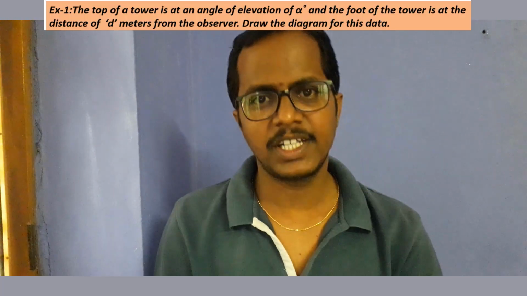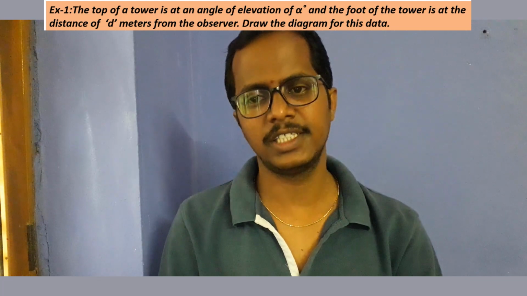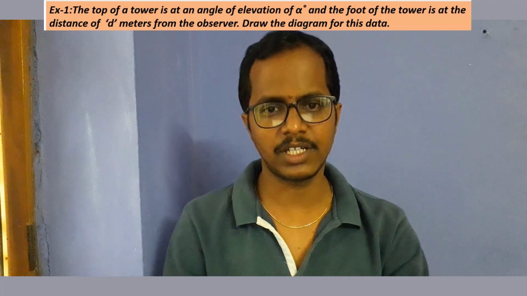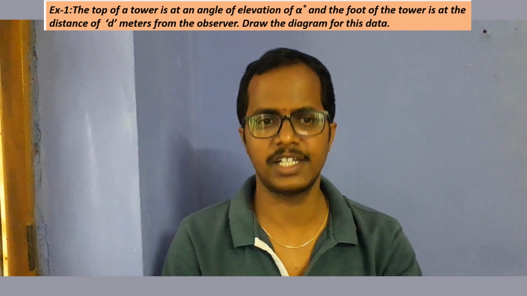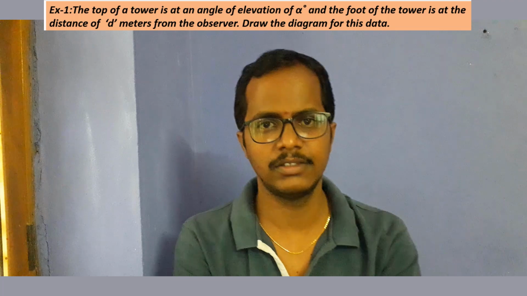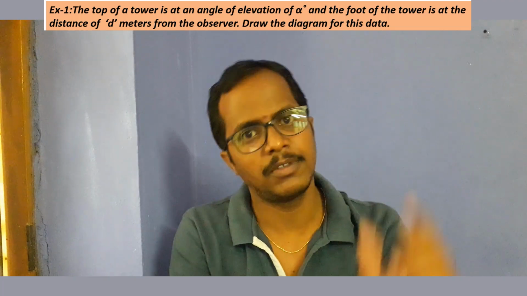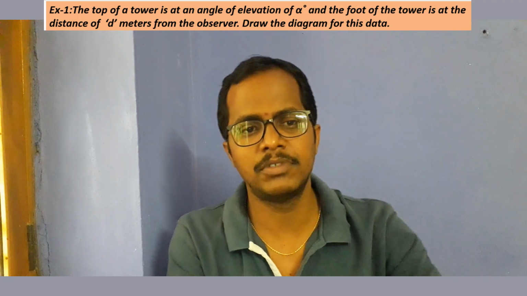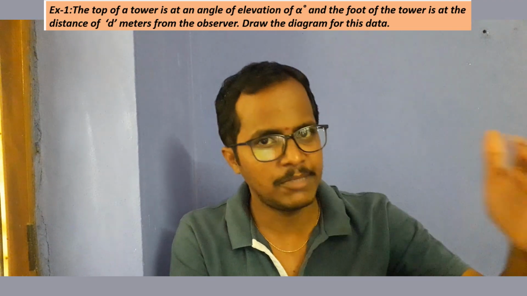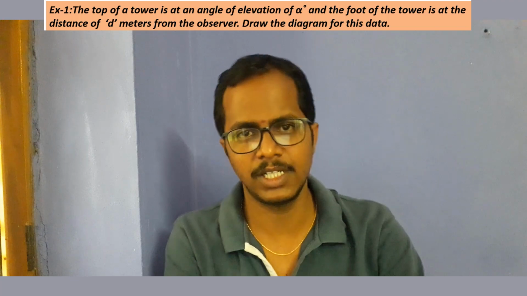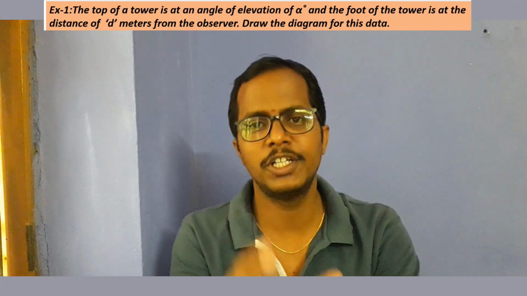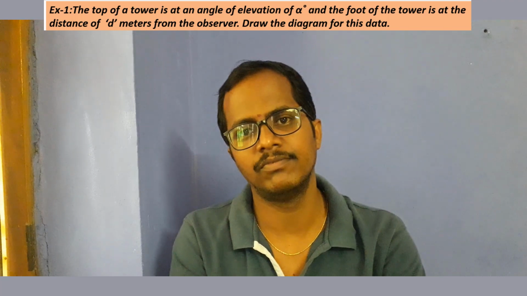Let us take one example. The top of a tower is at an angle of elevation alpha degrees and the foot of the tower is at a distance of d meters from the observer. Draw the diagram for this data. If you observe the data, the observer is observing the top of the tower with an angle of elevation alpha degrees and the observer is standing d meters away from the foot of the tower. This is the given data. Using this information, we need to draw the rough diagram for this situation.